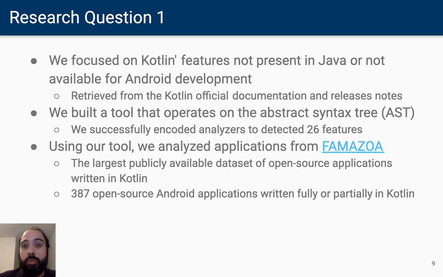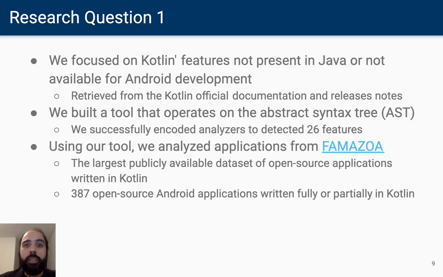To answer research question 1, we focus on Kotlin features not available in Java or not available for Android development. We identified those features by navigating through the official Kotlin documentation and Kotlin release notes. Then we built a tool that operates at the level of the abstract syntax tree, and we encoded analyses to detect 26 features.